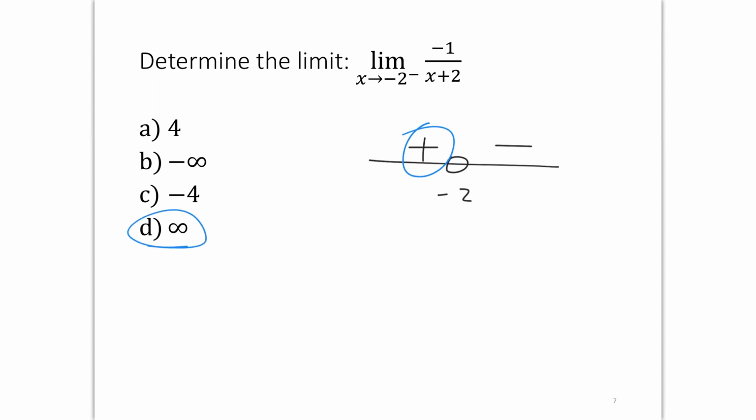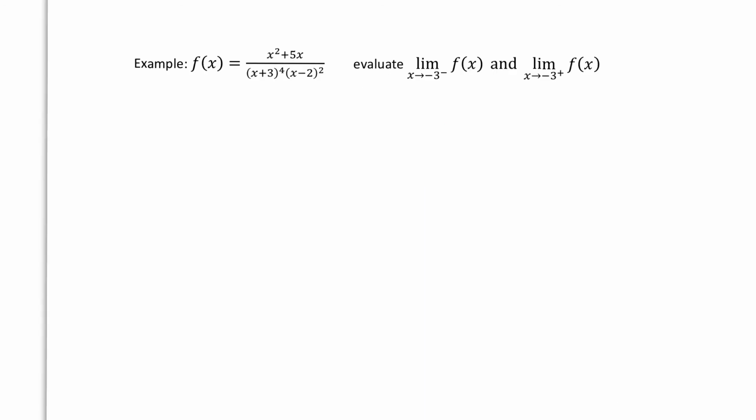Again, it's important to draw the sign diagram because just because we're approaching from the left, or just because the number is negative, doesn't mean the overall answer is going to be negative infinity. The sign diagram is always your method to determine whether it's positive or negative. So let's go ahead and try a really complicated one.